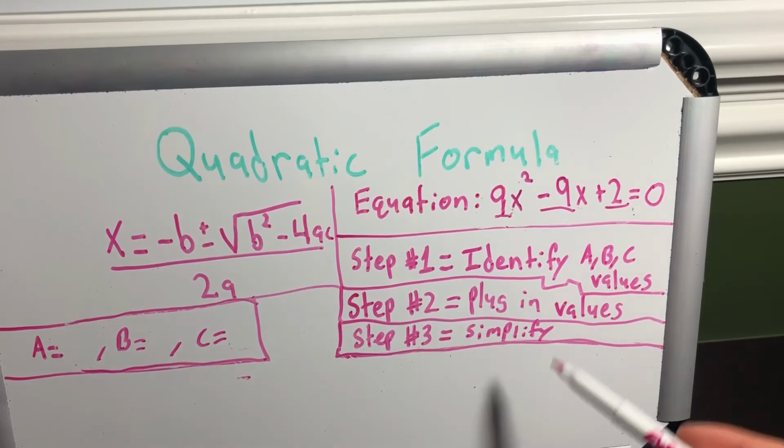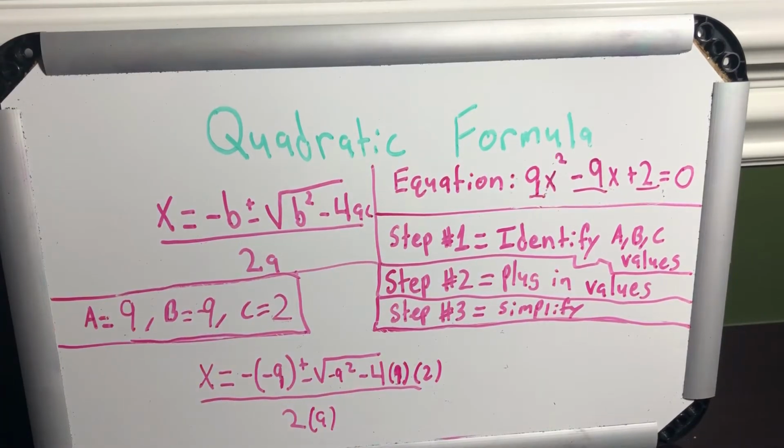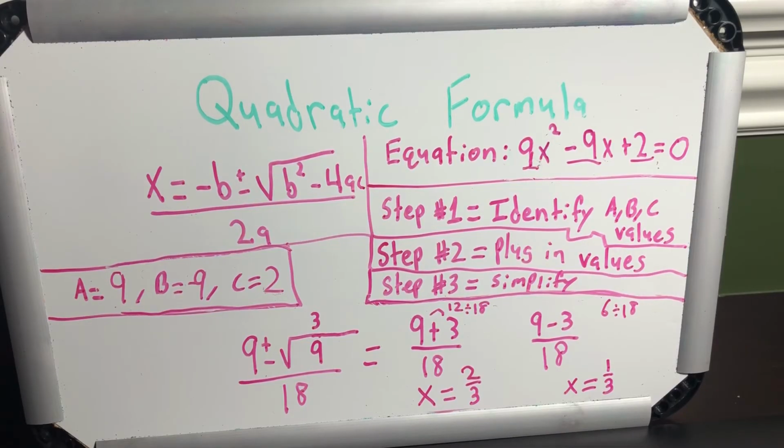After successfully finding these values, the next step is to plug them into the quadratic formula. After plugging in the values, step number 3 is to simplify. After simplifying, we are left with two separate equations, 9 plus 3 divided by 18 and 9 minus 3 divided by 18. These will give us our 2 x values. The two solutions to our quadratic equation are x equals 2/3 and x equals 1/3.